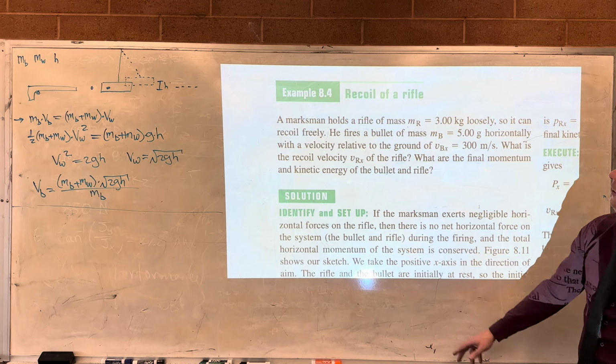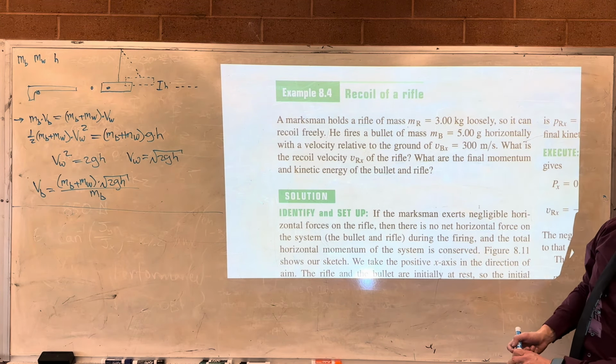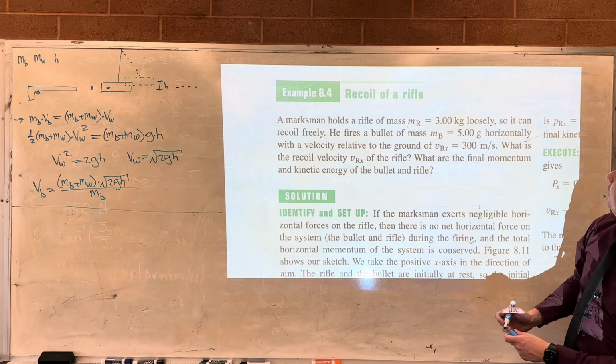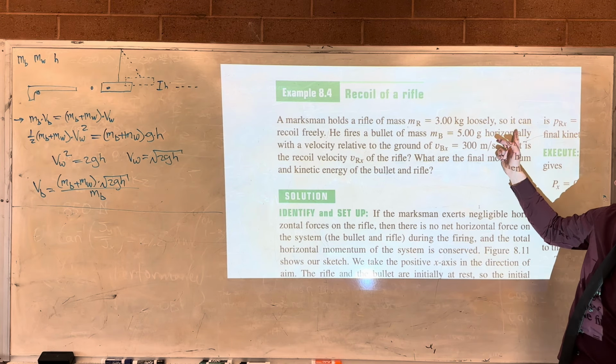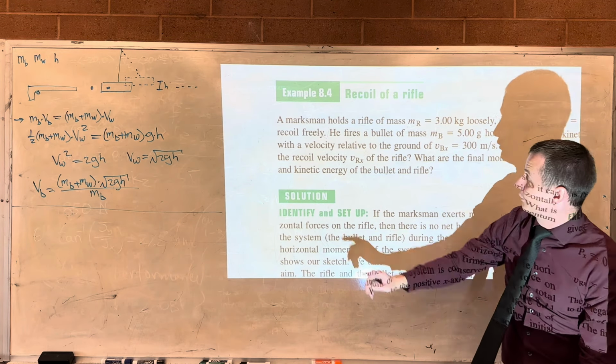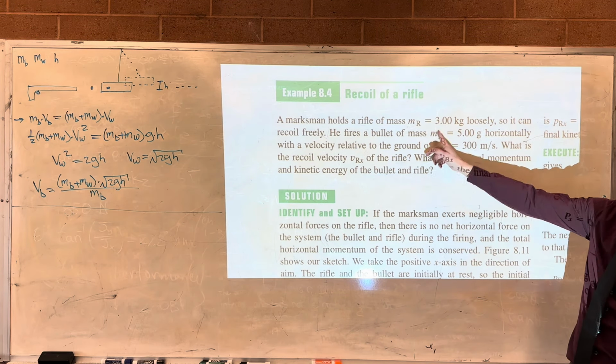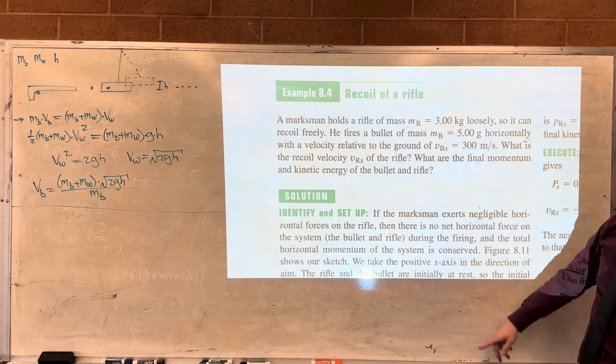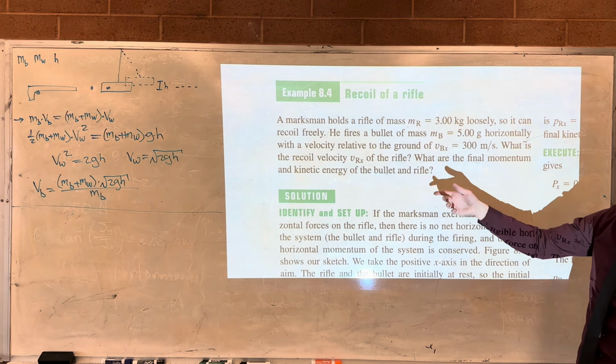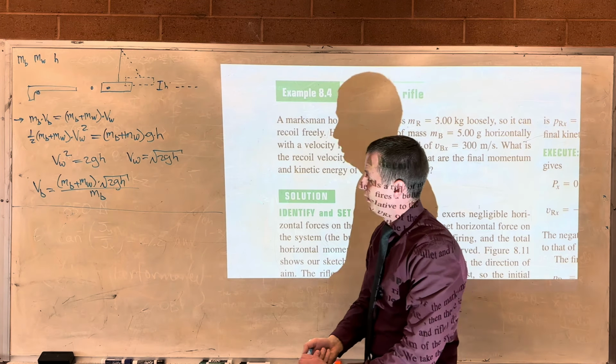So whatever our problem is. A marksman holds a rifle with a mass MR, so we know the mass of the rifle. Holds it loosely so it can recoil freely. He fires a gun, the mass of the bullet is 5 grams horizontally. What is the velocity relative to the ground of the bullet? Oh, sorry. What is the recoil velocity of the rifle? Okay. So we have the mass of the rifle.